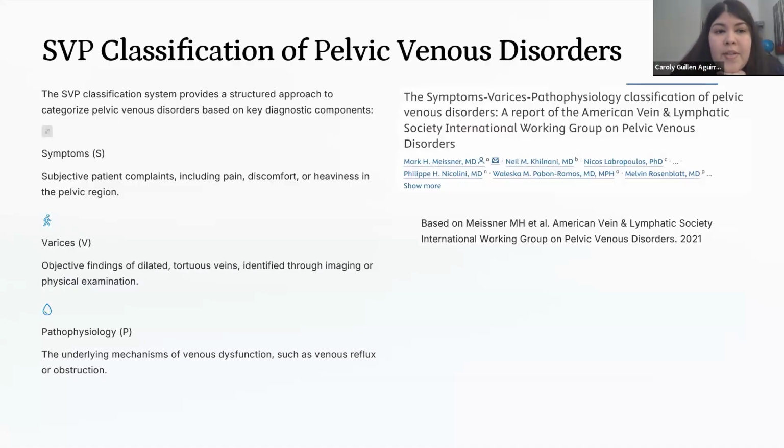Now we go with the SVP classification for pelvic venous disorders. The reason is because the CEAP was a great tool, but it only was able to classify patients with leg symptoms, but it was not able to classify the patients with pelvic disorders. So the SVP classification system provides a structured approach to categorize pelvic venous disorders based on key diagnostic components: symptoms, varices, and pathophysiology. So they focus on these three main topics.